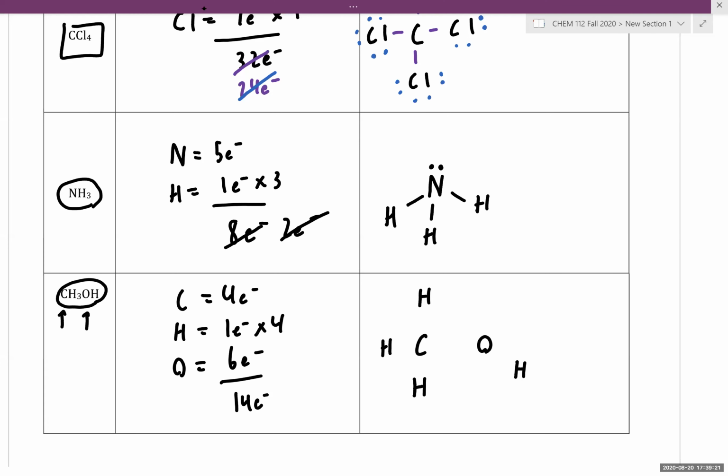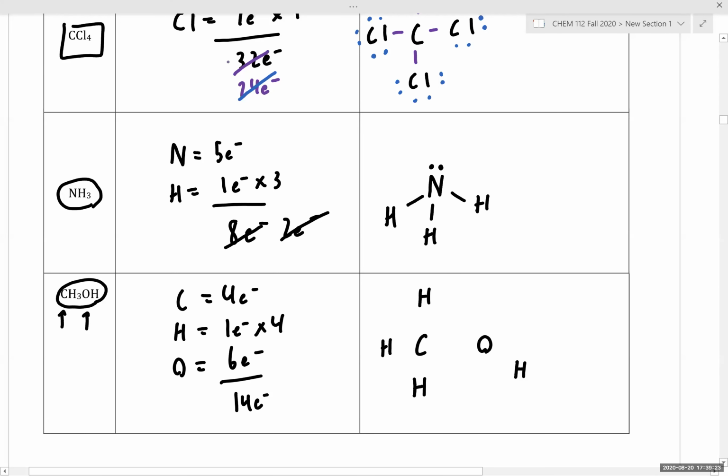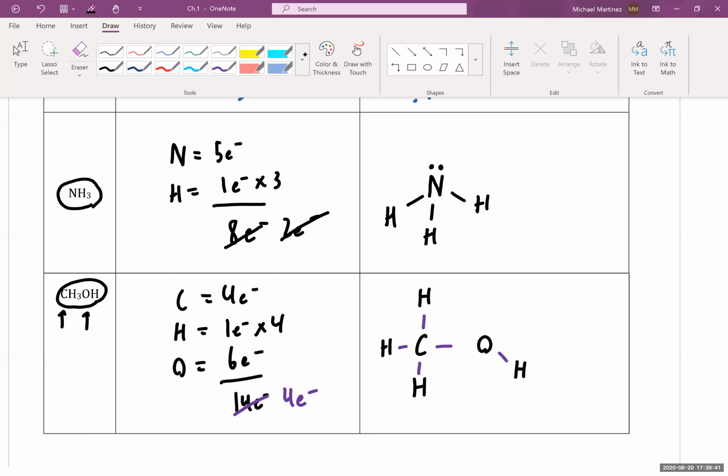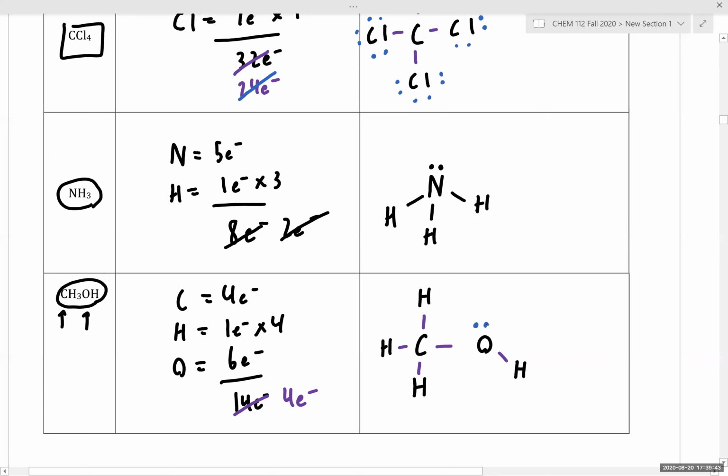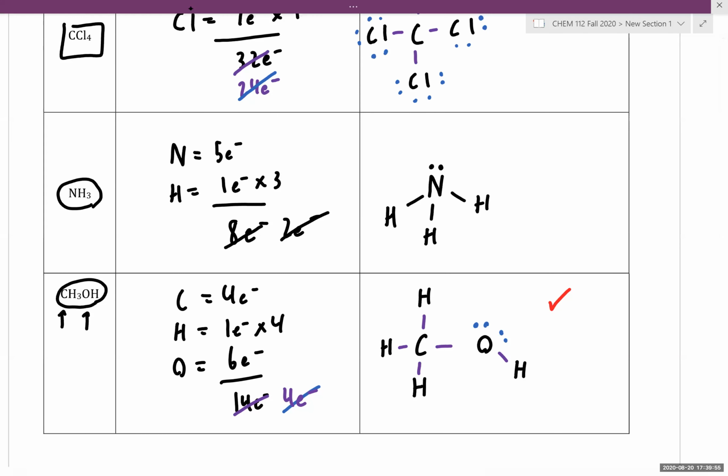Now that we have our skeleton in place, remembering that carbon in general, for formal charge reasons, prefers to form bonds, we're going to form 1 bond each between each of our skeletal atoms. We have 1, 2, 3, 4, 5 bonds, 10 electrons. We have 4 electrons remaining. The atom with the incomplete octet is oxygen, so we're going to place 4 electrons on oxygen. So this is our complete valid structure for methanol that fulfills the octet rule.